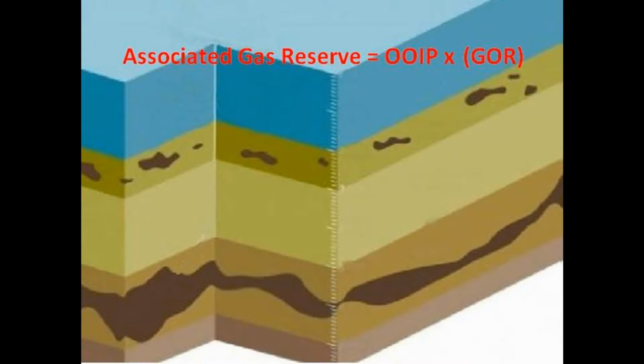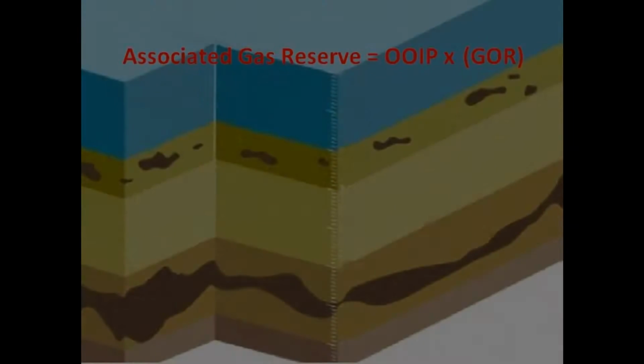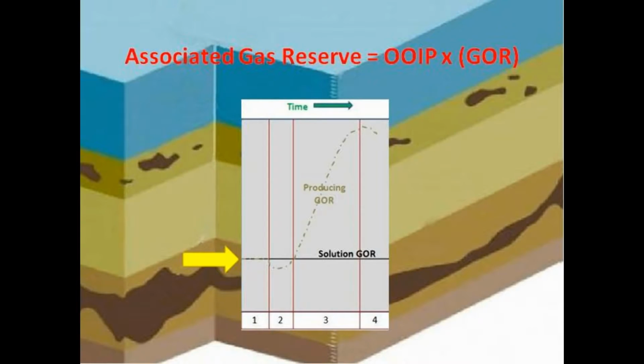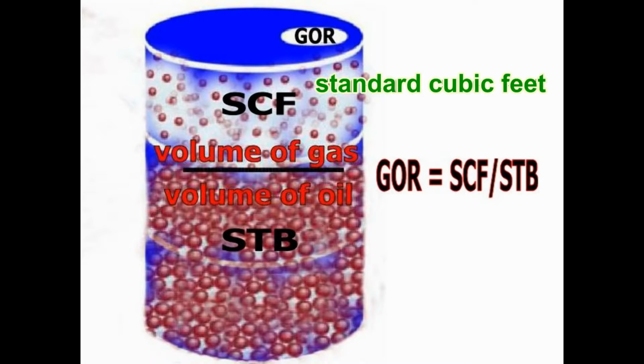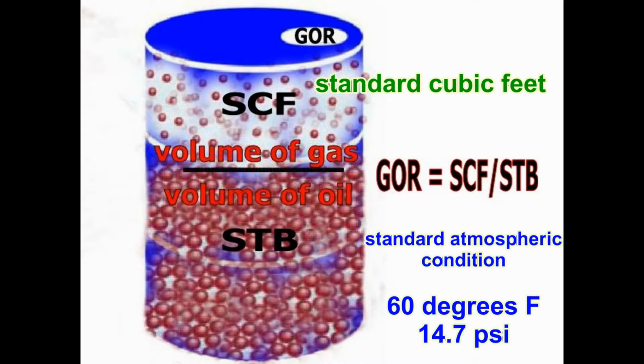Associated gas reserve equals OOIP times GOR, where GOR is the gas to oil ratio as measured before production actually starts. When measuring gas, we use standard cubic feet, SCF. This unit defines the volume of gas to be at standard atmospheric conditions of 60 degrees Fahrenheit and 14.7 psi.